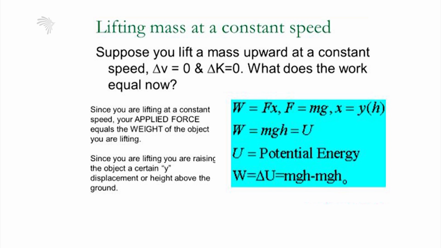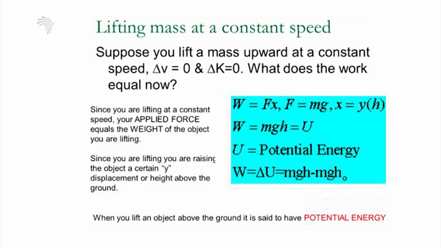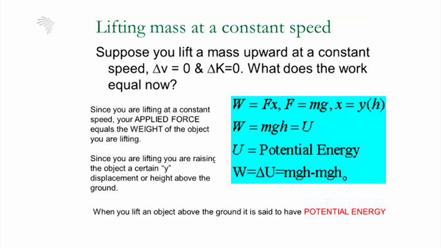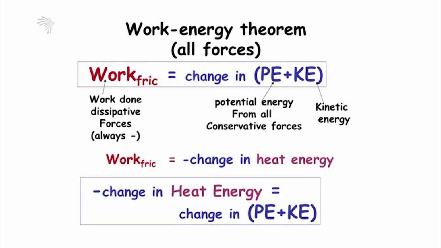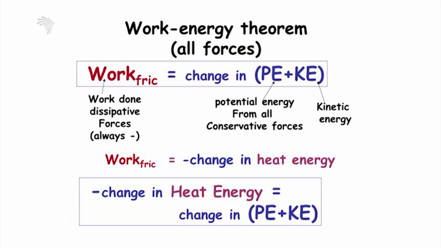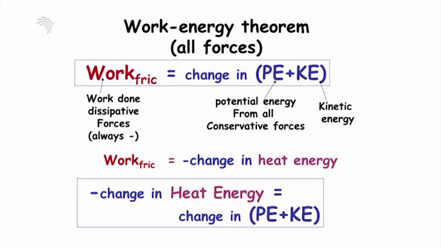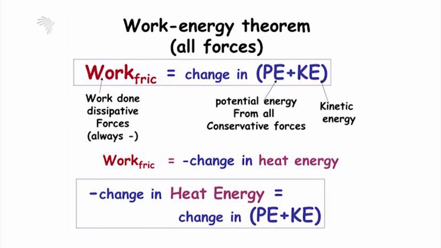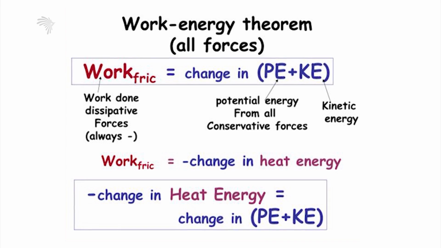But this mgh is the same as potential energy. So when you lift an object above the ground, it is said to have potential energy. We can apply the work energy theorem just by considering all the forces that the object may come across. Work done by friction or work done by a dissipative force is always negative, and it is equal to the change in kinetic energy and potential energy.